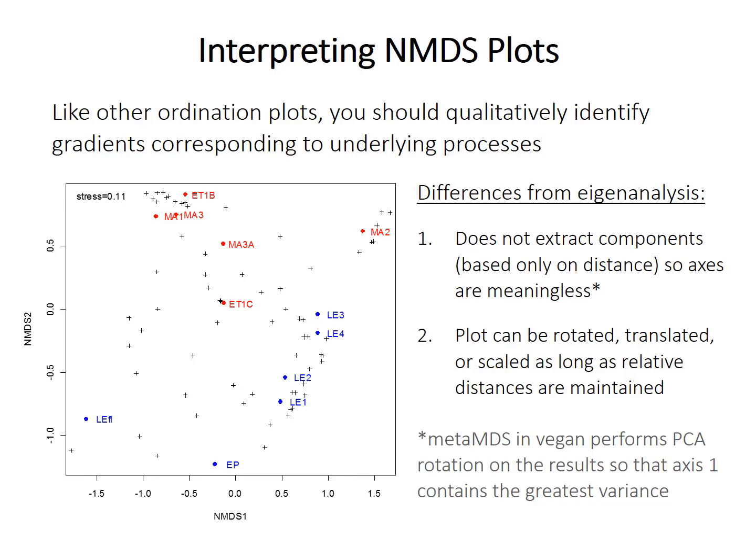as long as you retain the relative distances. So I said that the axes don't mean anything, but I will note that in R, what it does is that it actually performs a PCA on your ordination results after they're obtained. So axis 1 is supposed to be the greatest variance in the ordination space. So not the original data, but in ordination space.